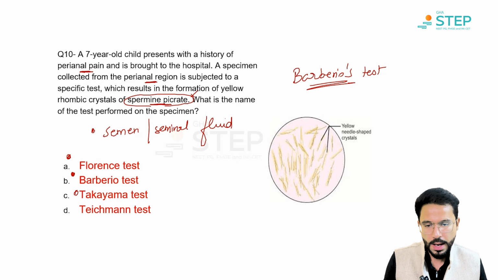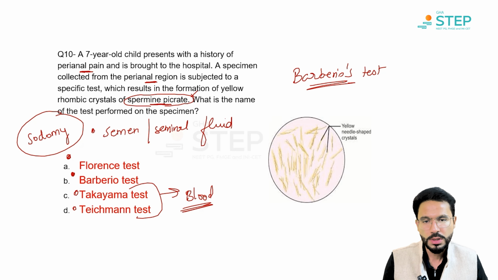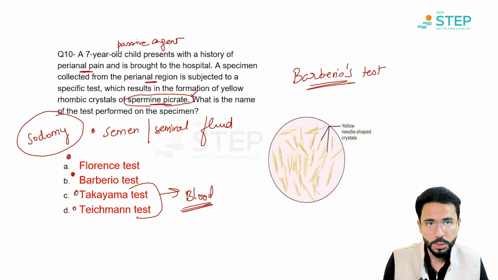But Takayama and Teichmann tests are dealing with blood. So we are talking about perianal pain in a 7-year-old, most likely a case of sodomy, where this child was a passive agent, and we want to rule out sexual abuse, rape, and we eventually do these tests on the fluid or the suspected stain that is present there.